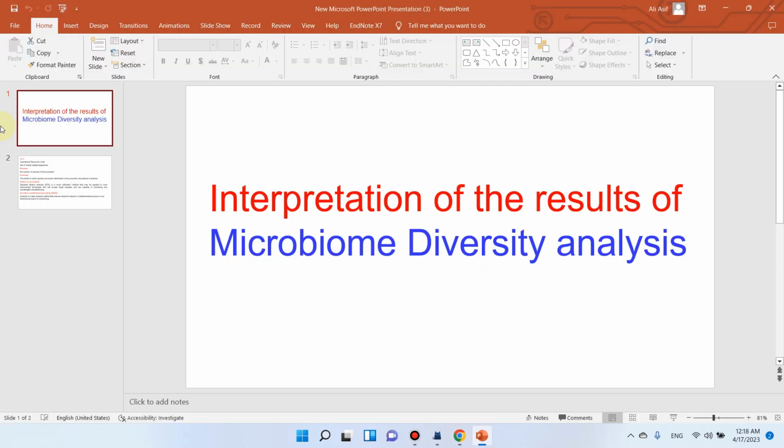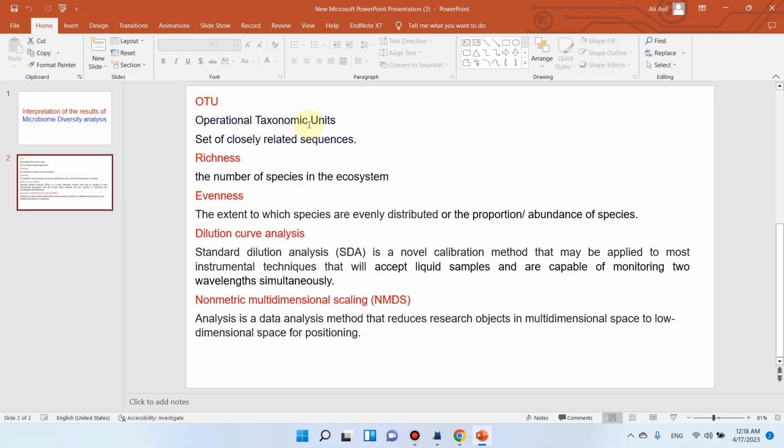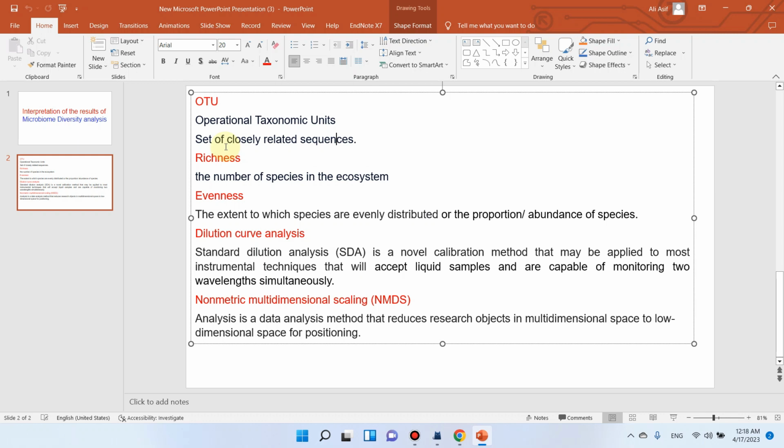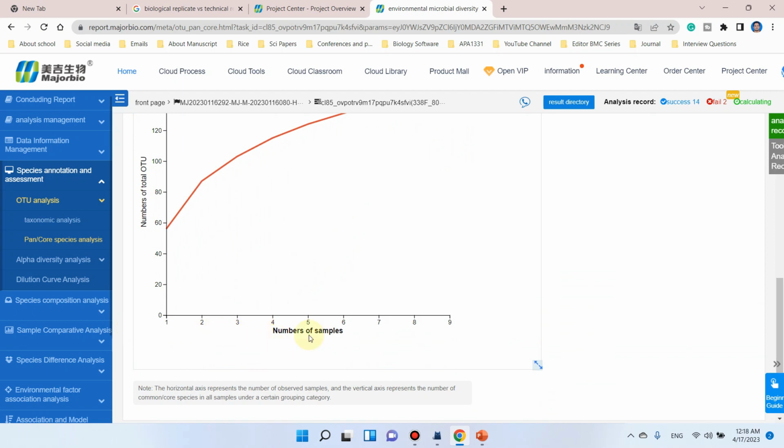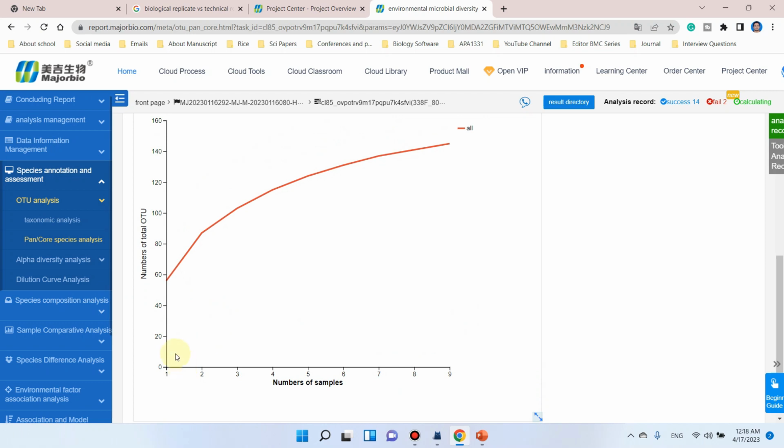So I can show you the definition of OTU. You can see OTU stands for operational taxonomic units, and this is a set of closely related sequences. If we go back, here is our first, the pan analysis. We should know what pan analysis is. On the x-axis we have the number of samples, and we know that the first three are control negative, the next three are control positive, and the next three are the management group. Here, if we see, the control negative has the lowest number of OTU. OTU means operational taxonomic units, which refers to the sequences.